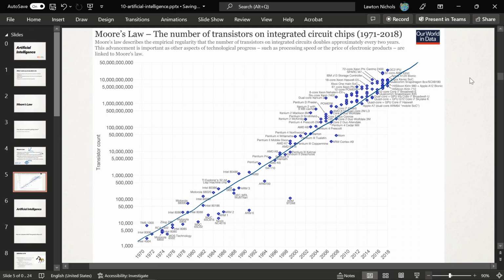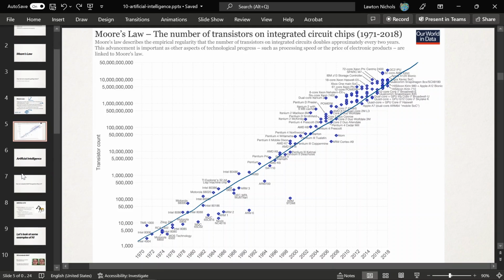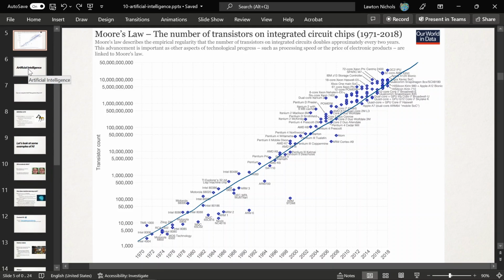Any questions about this? Transistors on a chip, things are getting faster, but you can see that we're starting to bottom out. Which is nice for us. We buy a computer and it lasts a lot longer these days. Did not used to be the case.